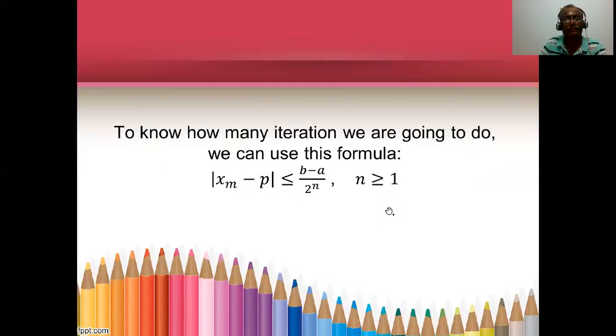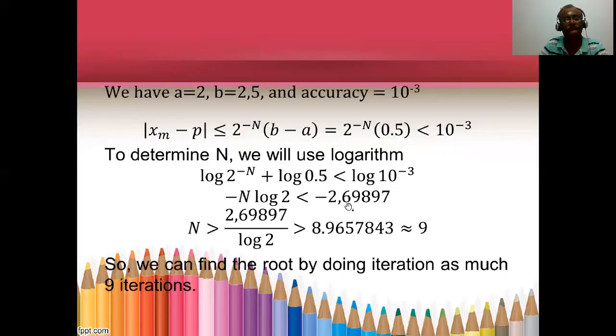So we can take the approximate root as 2.5. To know how many iterations are needed, we can use the formula |xm minus p| is less than or equal to (upper limit minus lower limit) by 2 power n, where n is greater than or equal to 1. Now we have identified that the root may be between 2 and 2.5, with accuracy level 10 power minus 3. Substituting these values, we find that n should be greater than or equal to 9. So this requires a minimum of 9 iterations for convergence.